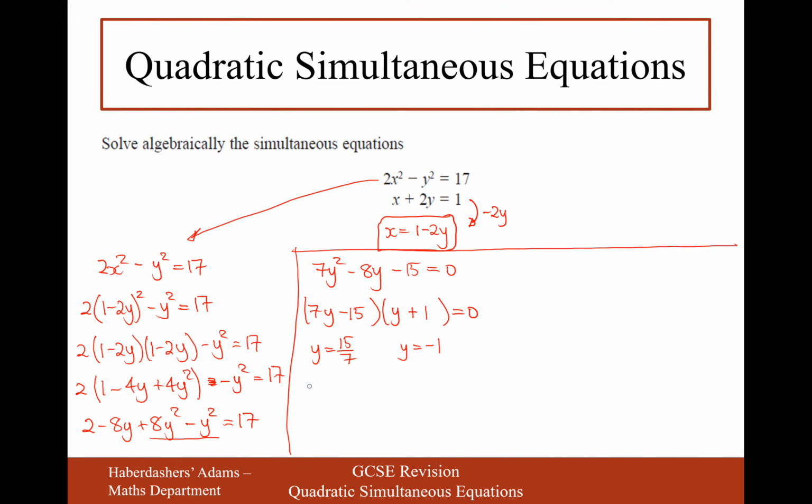Let's now find the x part of the solution. So it's going to be 1 minus 2 lots of this. So that's going to be 7 over 7 minus 30 over 7. So that's going to give us minus 23 over 7. So that's the solution pair, this thing here and this thing here. And then when y equals minus 1, x is going to equal 3. 1 minus minus 2, that will give us plus 2, which is 3. So there we are, that's the answer to this question.